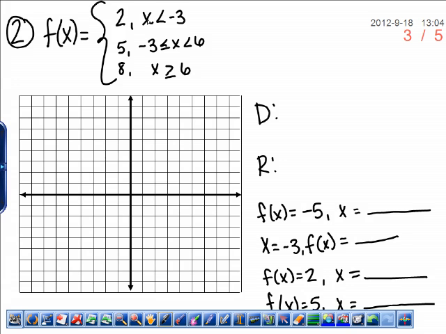So the first value that I'm going to plug in is going to be -3. When I plug in -3 to y equals 2, what do I get? 2. Always going to be 2. And what kind of point do I have? Open or closed? Open.